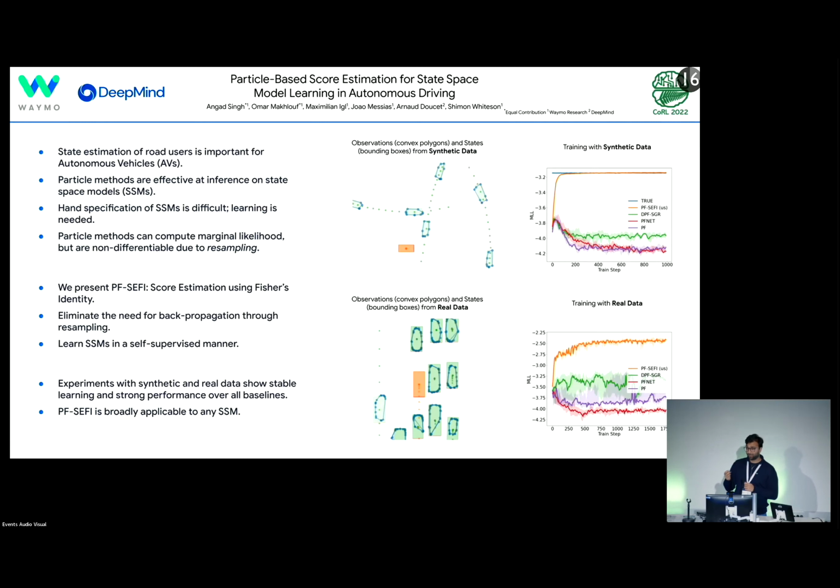We show experiments with synthetic and real data and show strong performance relative to the baselines. If this sounds interesting, please come find me. And this is quite general and it's not specific to AV problems, so it applies to any state space model learning. Thank you.